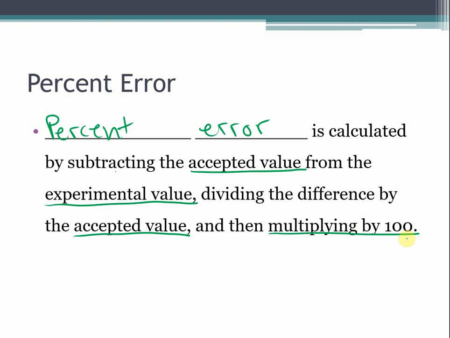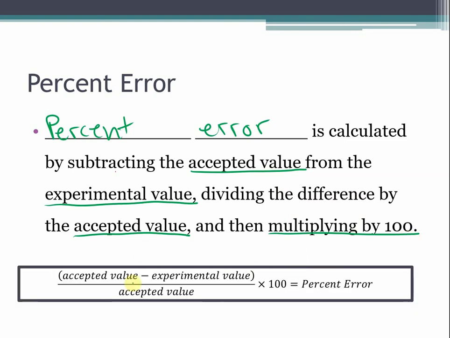So again, putting that into something a little easier to look at, we have this formula right here. This is your percent error formula, and this is one of the few formulas that is not going to show up on your formula chart. So this guy right here, you need to memorize this. Know it, love it, it's your new best friend. You need to know this. Accepted minus experimental divided by accepted times 100 gives you percent error.